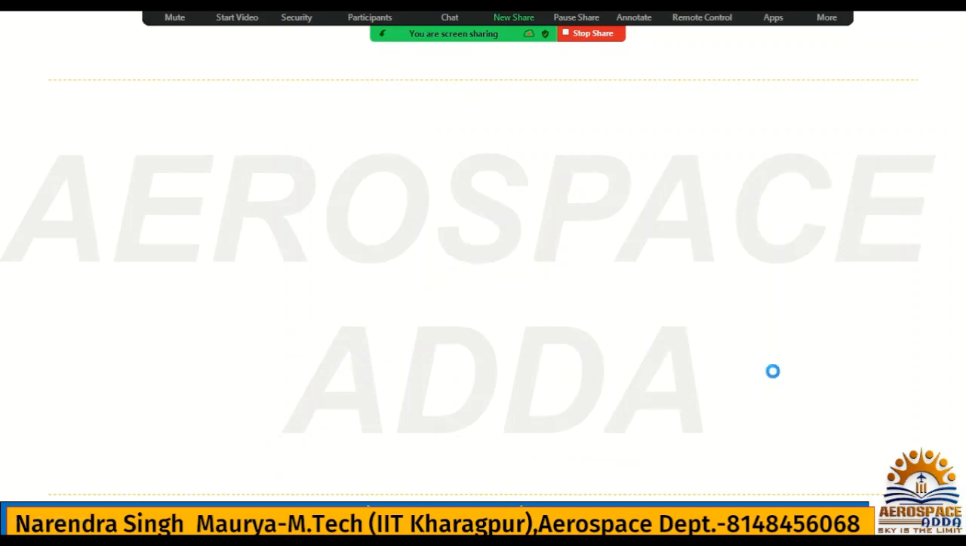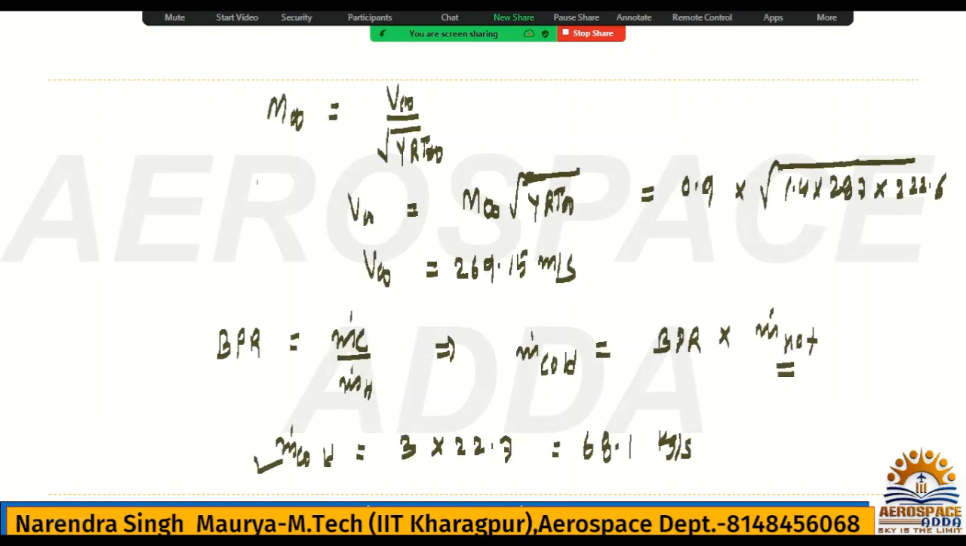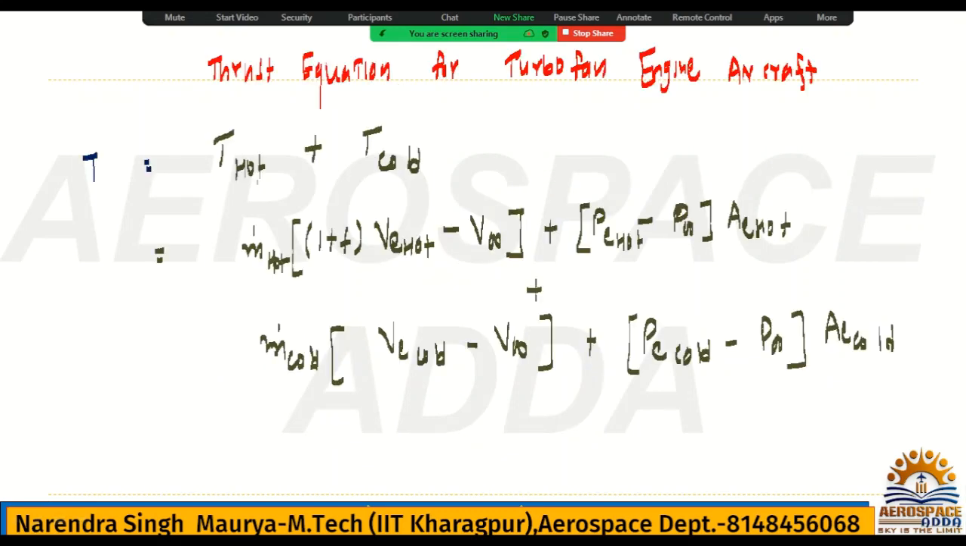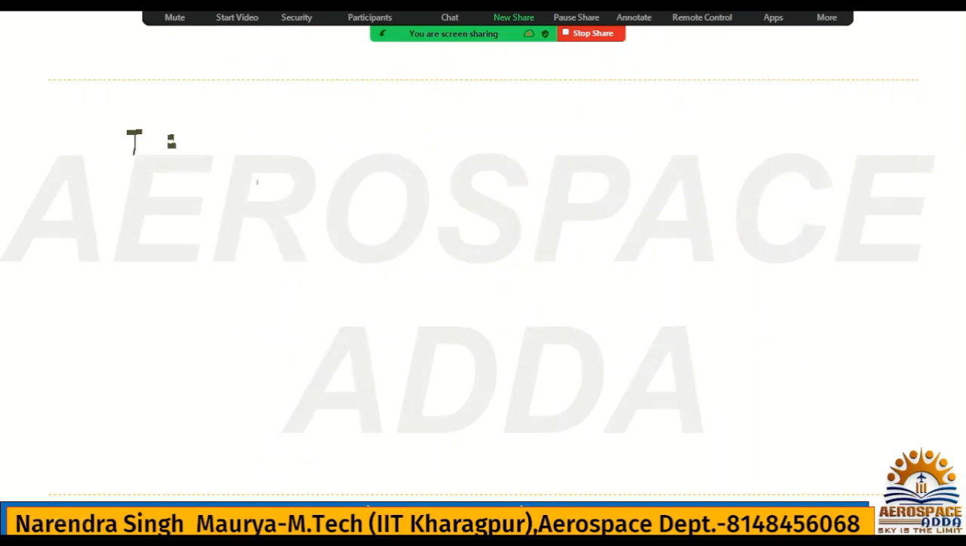Now in the formula you keep all the values. So thrust is equal to, I'm writing the values. So check, M dot H is 22.7. So in the formula, M dot H (1 plus F)(VE hot minus V infinity). So I will write 22.7 in bracket, 1 plus F. They have given 0.015, I think, na? 0.015, right? 0.015. VE of cold in the problem, if you check, it is given.